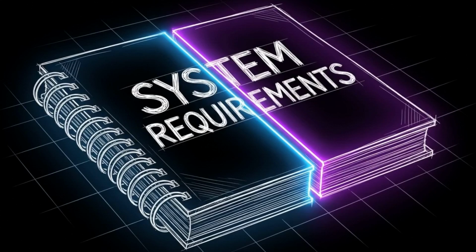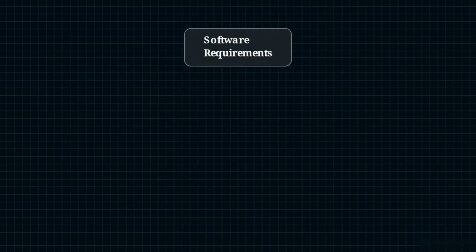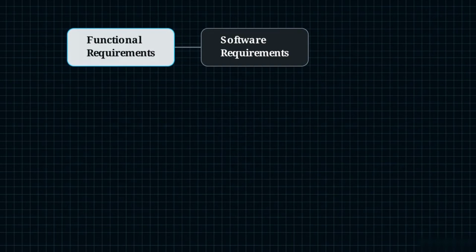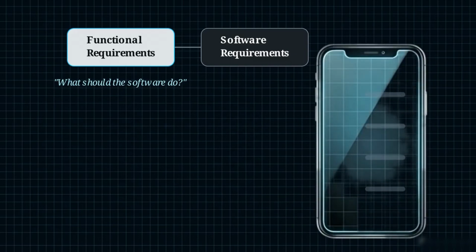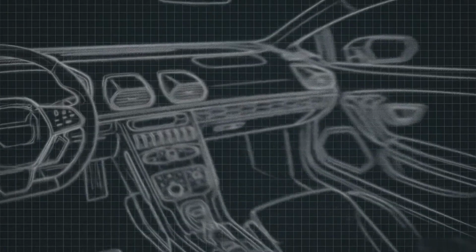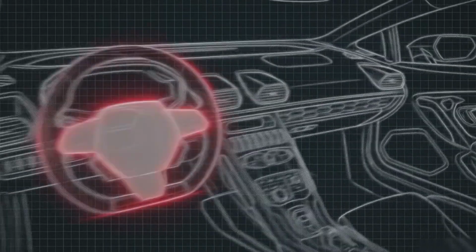In the world of software engineering, we split this big checklist of rules into two main categories. The first category is functional requirements. These are the simplest to understand because they describe exactly what the software should do. For an online shopping app, functional requirements are the actual tools and actions the user sees on their screen. Things like creating an account, searching for a product, adding shoes to a cart, or making a payment. These are functions. Without these, the app can't perform its main job. It would be like having a car with no steering wheel.